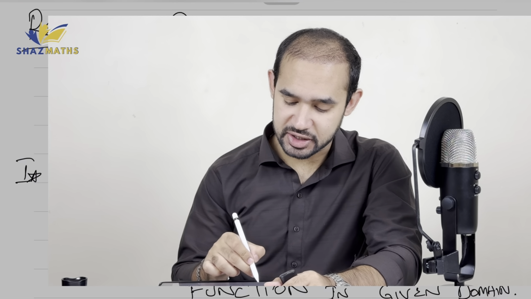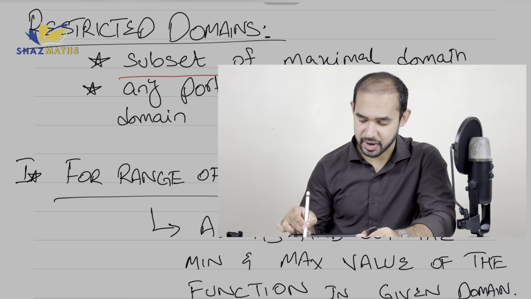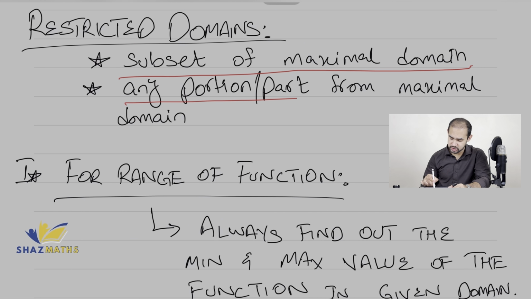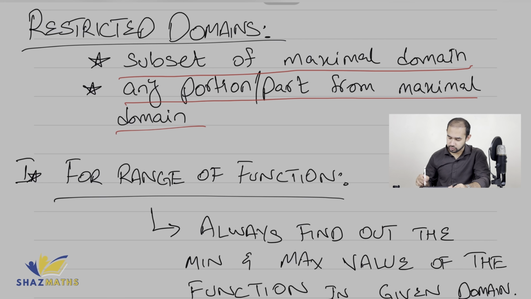The second type of domain was the restricted domain. Now, what is a restricted domain? It is basically the subset of the maximal domain. That means it is any portion or any part from the maximal domain.